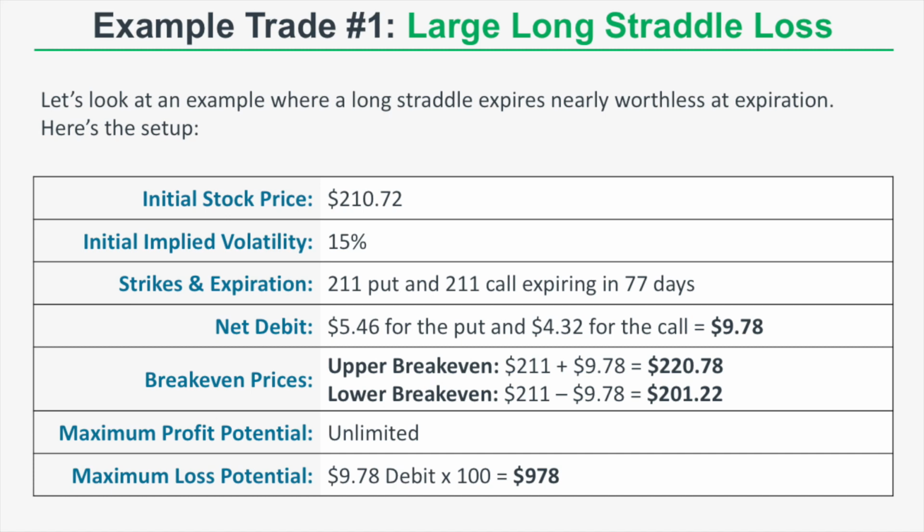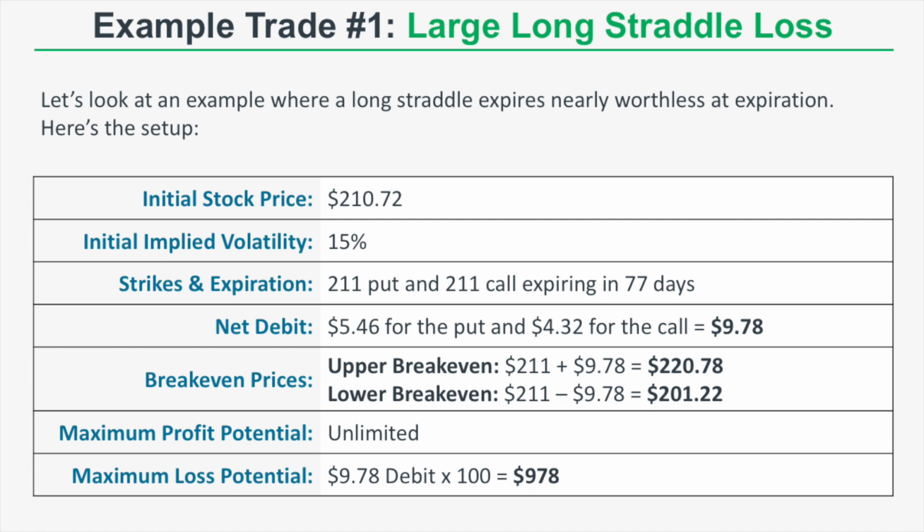So here's the setup. The initial stock price is $210.72. Initial implied volatility is 15%, and we're going to buy the 211 put and the 211 call that expire in 77 days. Now, for the straddle, we're going to pay a net debit of $9.78, and that's going to bring our upper break-even price to $220.78 and our lower break-even price to $201.22.